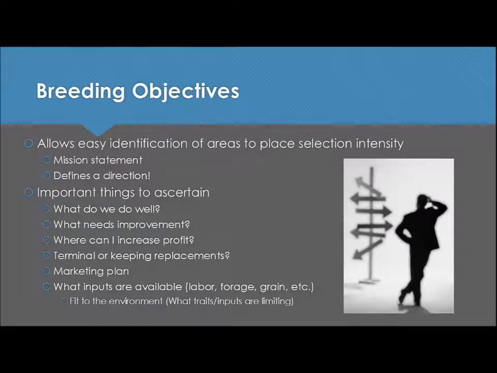So I sort of think of a breeding objective as like a mission statement. So thinking about what we do well, what maybe we want to change, or things that we want to do differently in the future. We need to be thinking about whether we have terminal breeding systems versus systems where we're keeping replacement females within the herd. Thinking about when and where we're going to market those animals, and what sort of resources we have available.